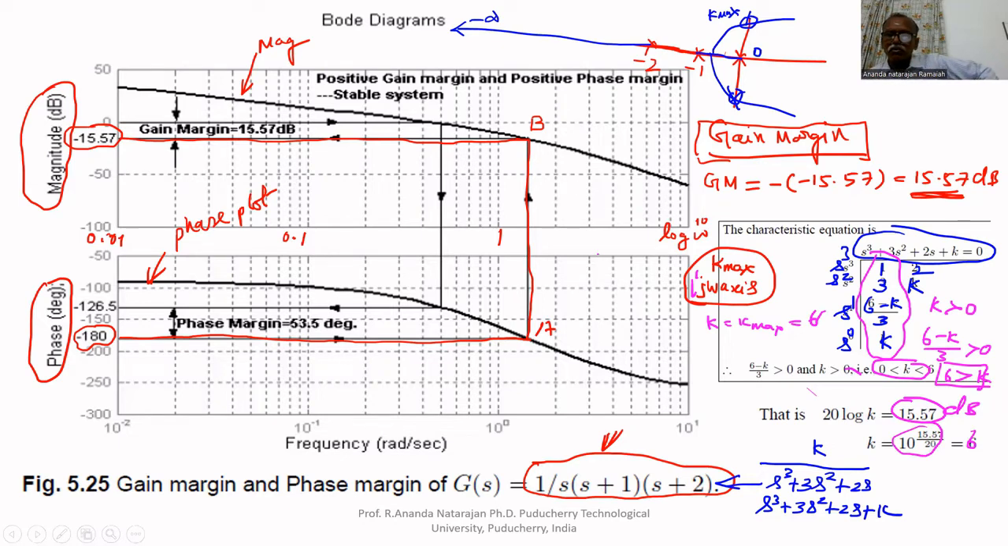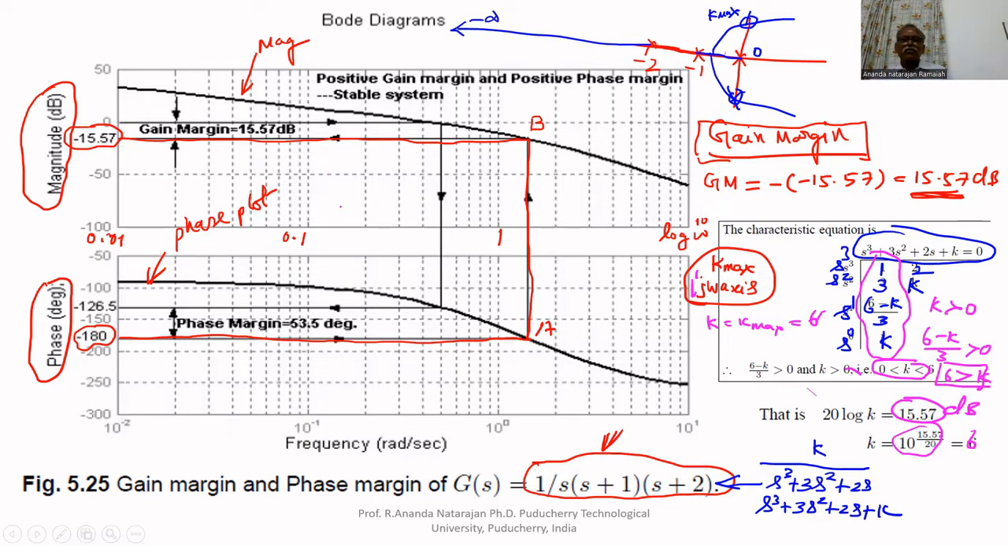In both methods, gain margin means the amount of gain that can be increased in a closed loop system so that the system will be on the verge of instability. That is, the poles will be exactly on the j-omega axis. The gain will be K max. That is the meaning of gain margin. This can be found this way.